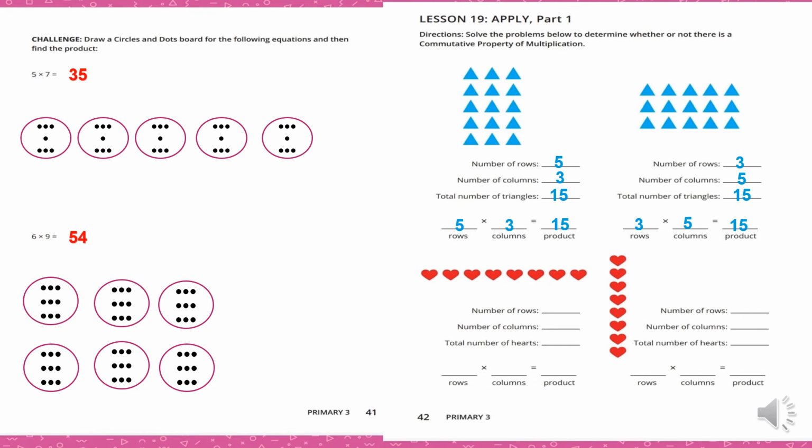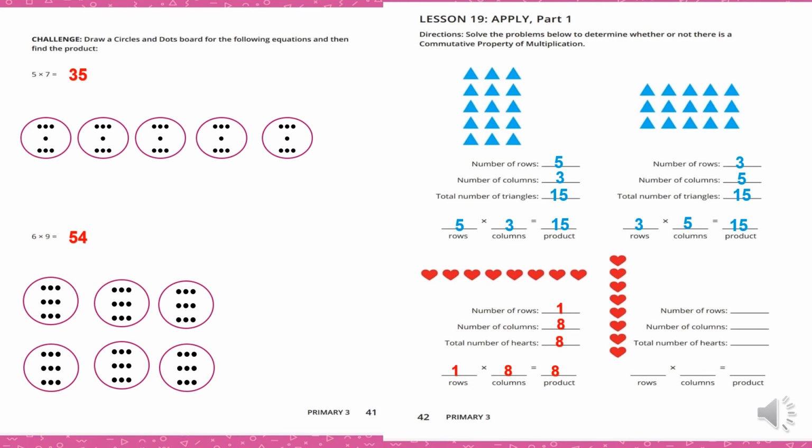Okay, the next example. How many rows in this array of hearts? Just 1 row. How many columns? 1, 2, 3, 4, 5, 6, 7, 8. So, the total can be rows times columns. 1 times 8 equals 8.